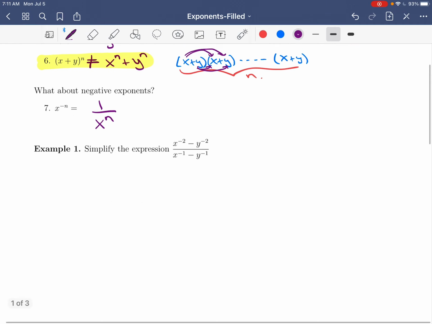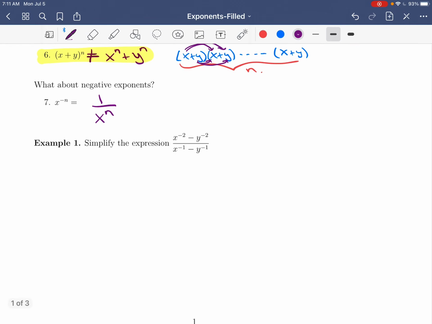Okay, so to take that further, let's try and simplify this expression, which is not easy. So what I would do is make them all fractions. So x to the minus 2 minus y to the minus 2 over x to the minus 1 minus y to the minus 1. So that's going to be 1 over x squared minus 1 over y squared divided by 1 over x minus 1 over y to the power 1. When it's power 1, we don't have to write it.